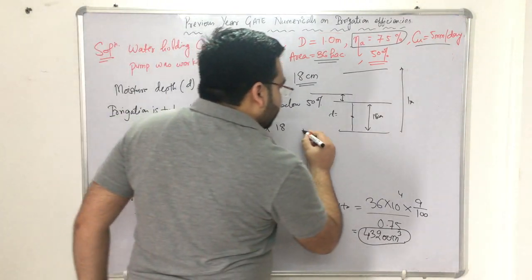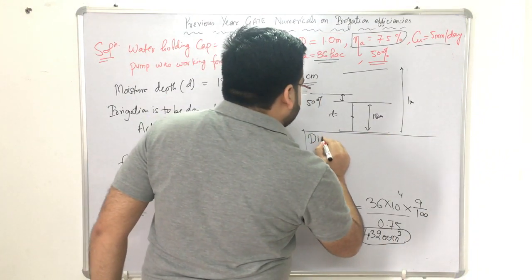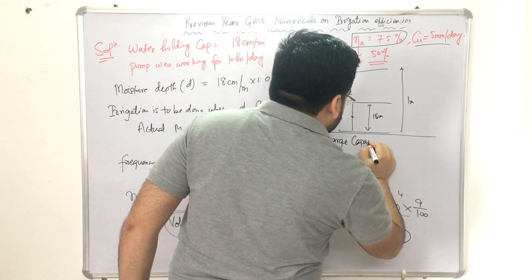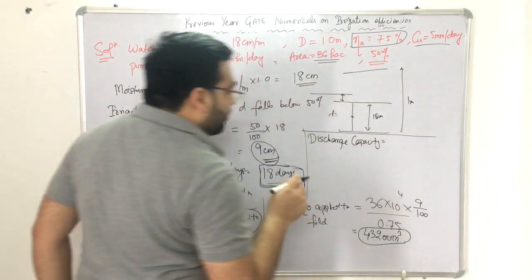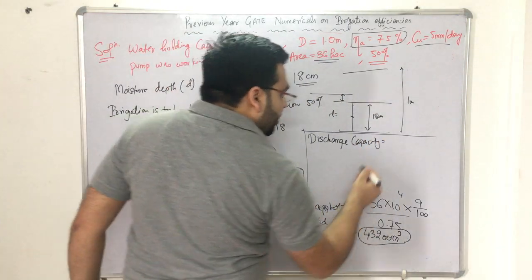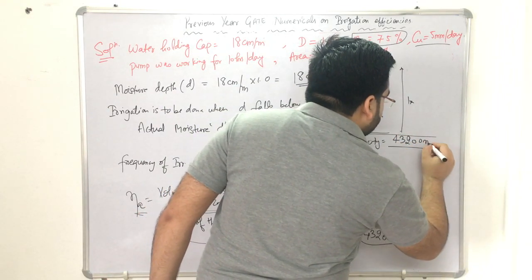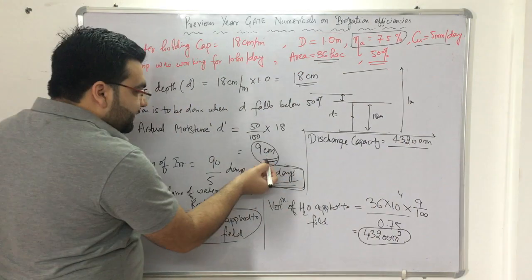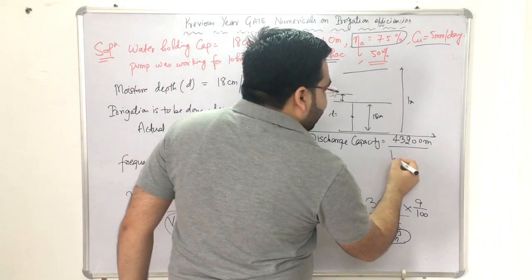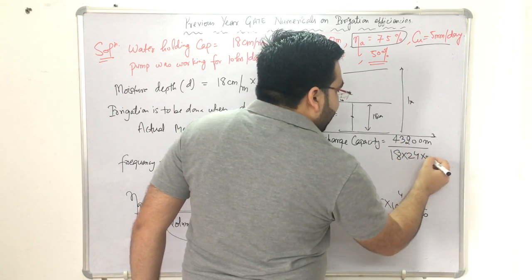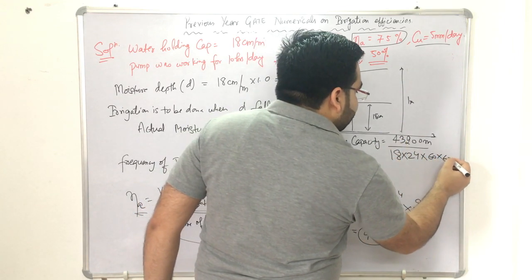If it is asking about discharge, now I have to calculate the discharge, right? So let me write it here. The discharge capacity will be equal to volume per unit time. So what is volume? Volume is 43200 meter cube per unit time. How much is the time for irrigation? 18 days, right? A day has 24 hours, and an hour has 60 minutes and 60 seconds.